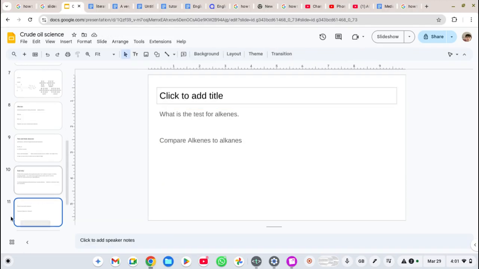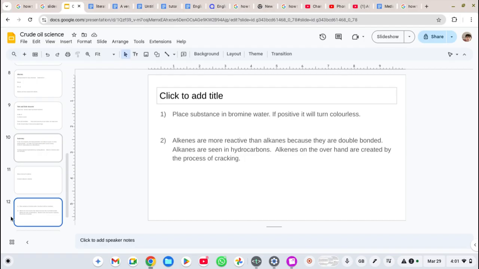Now here's a question. A couple of questions. What is the test for alkenes? Compare alkenes to alkanes. Then there are more questions here. Here are the possible answers. Double bonded. Alkenes seen in hydrocarbons. High level answers, you know, if you want. Could do a video on that, or I might not.